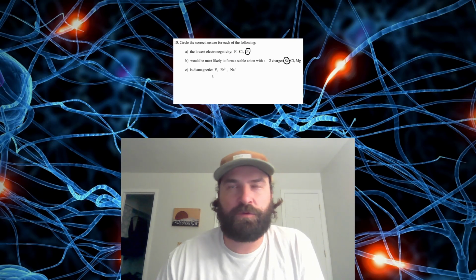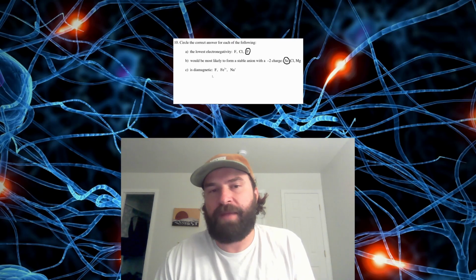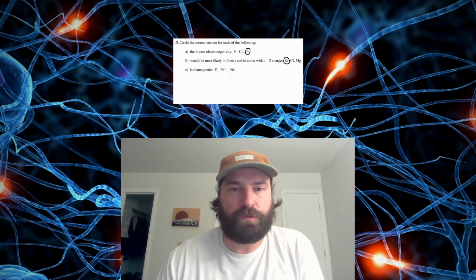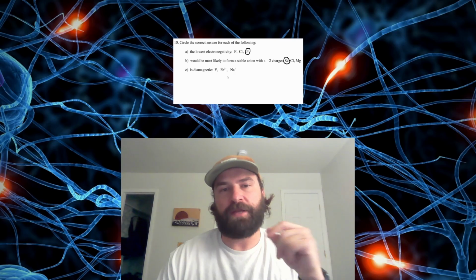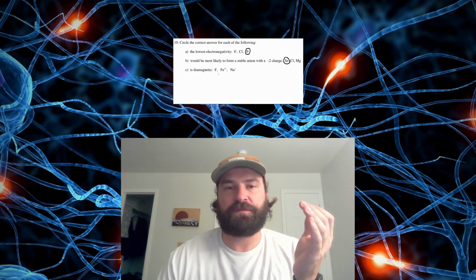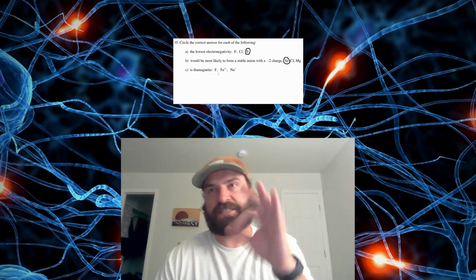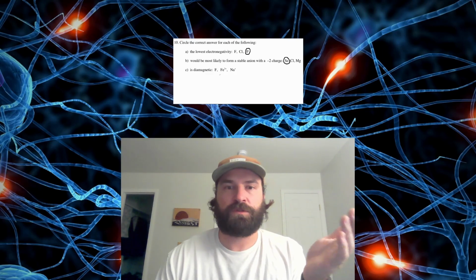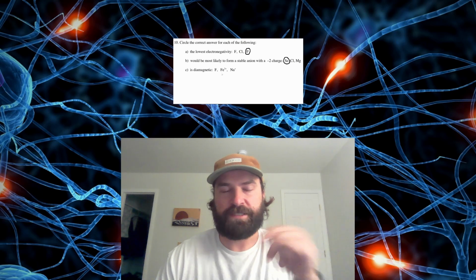C says, which of the following is diamagnetic? Well, this has to do with the difference between diamagnetic and paramagnetic. In diamagnetic atoms and molecules, there are no unpaired electrons. So fluorine has 7 electrons in its valence shell, so that 7th electron is going to be unpaired because 7 is not divisible by 2. So fluorine is not correct.